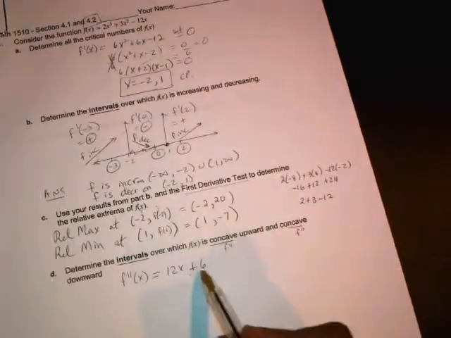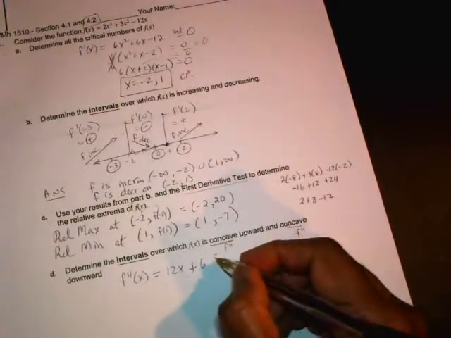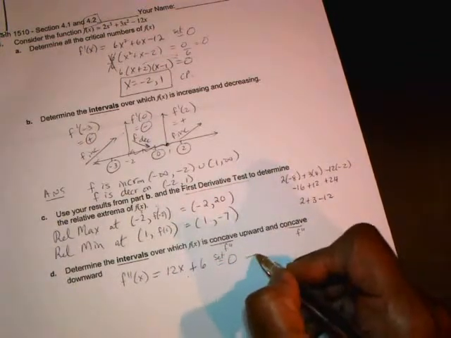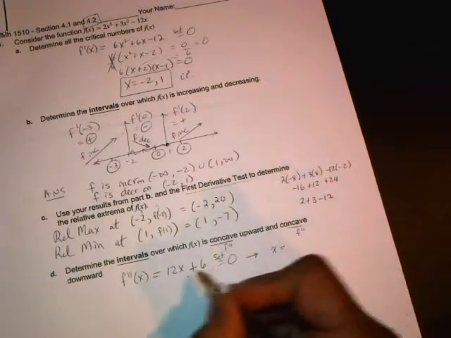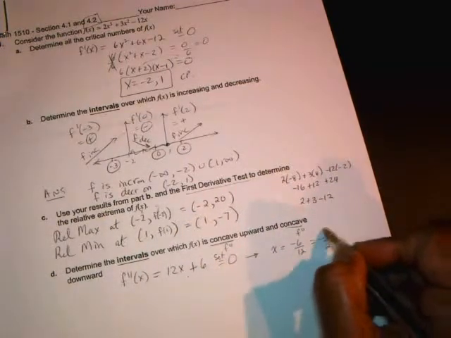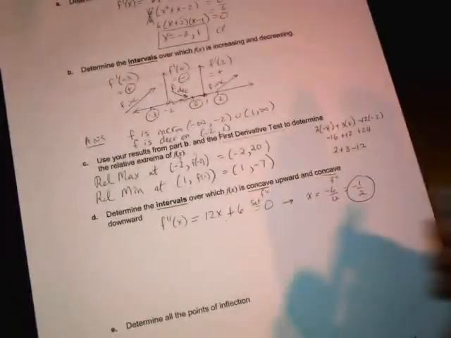So we need to see where the sign change happens. So I'm going to first set this to equal 0 and solve for x. So I get x to be equal to subtract a 6 and divide by 12. I get negative half. I'm going to put this on a number line.